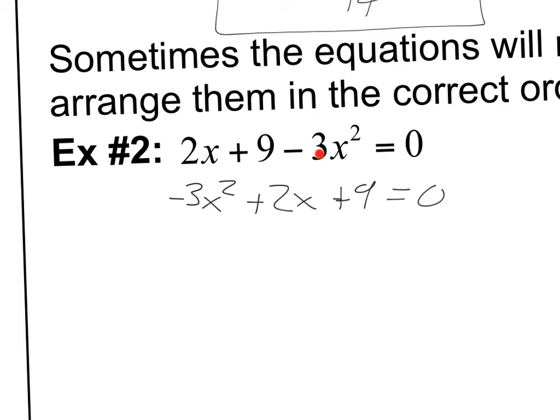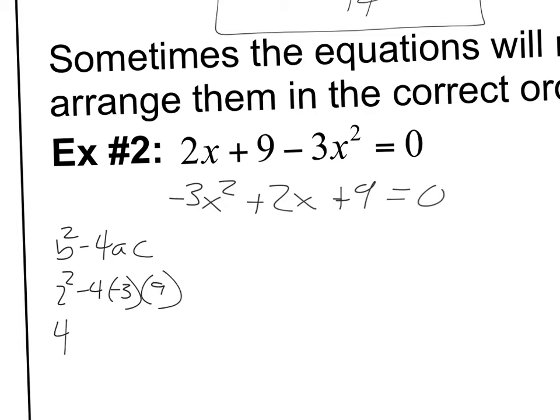Notice that the signs stay with the number they're in front of. So the negative stays in front of the 3, the positives stay in front of the 9, and there's nothing in front of this, so that means it's positive as well. All right, I'm ready to go ahead and use the quadratic formula. I'm always going to do the discriminant first, b squared minus 4ac. My b here is 2, so 2 squared minus 4 times a, which is negative 3, times c, which is 9.